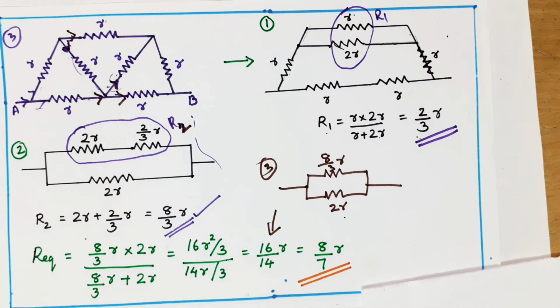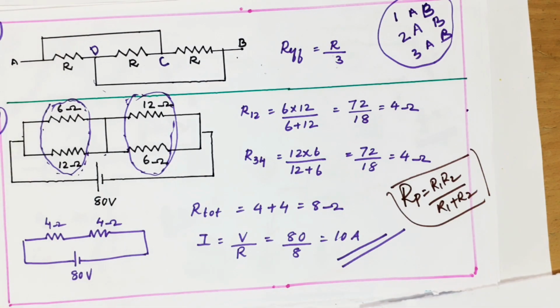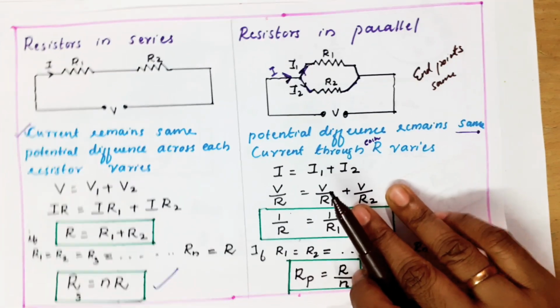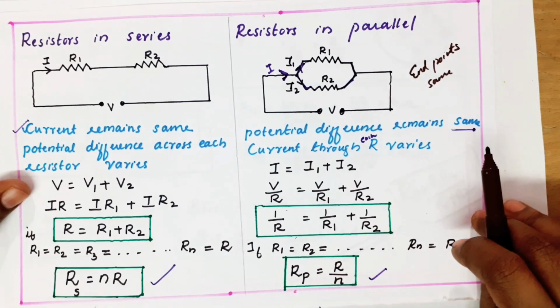So in short, I want to tell only one thing. For a series connection, your current remains the same. And for a parallel connection, the potential difference is the same.